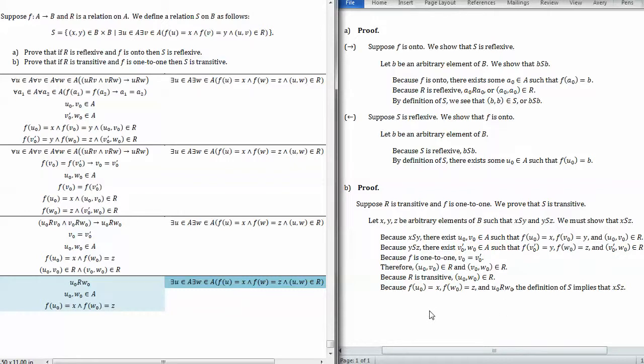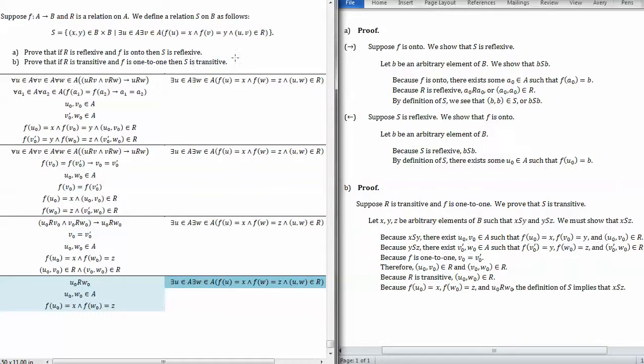Now, before we stop, you might be wondering, you remember for part A I said that the converse was also true, that under the assumption that R is reflexive, if S is also reflexive, then f must be onto. You might wonder whether the same is true in B, right? If we assume that R is transitive, and we assume that S is transitive, does it necessarily follow that f is 1-to-1? So I want you to pause the video and see if you can figure that out for a moment, before I give you the answer.